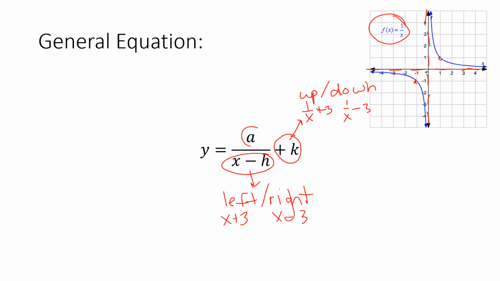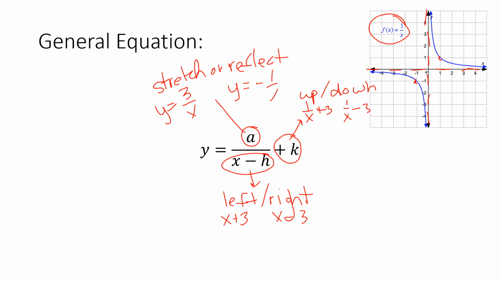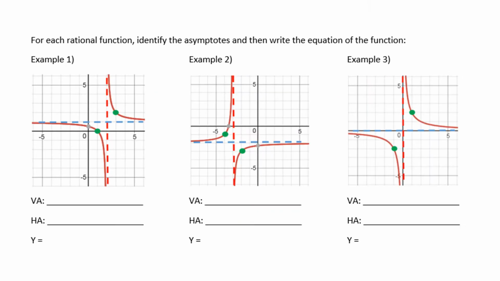The value at the top of your fraction, your a value, is the number that will either stretch or reflect your graph. So if you've got something like 3 over x, it's going to stretch your graph out. A reflection would happen if you have a negative thrown in there. So if you have something like negative 1 over x, it's just going to flip your graph over to the other side. So let's see what some of these look like.